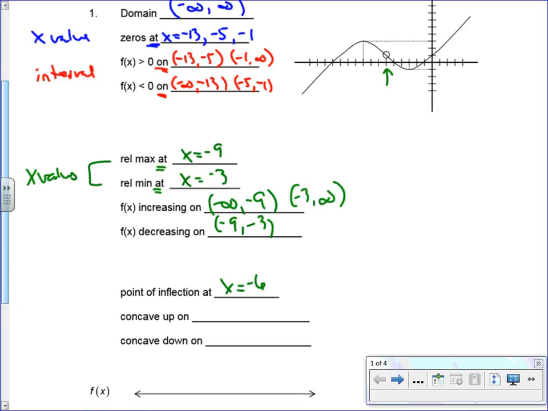negative 6. And points of inflection tell us where concavity changes. So before the point of inflection, is it concave up or concave down? It's concave down, so negative infinity to negative 6. And after the point of inflection, it's concave up, negative 6 to infinity. Everybody good with this? Yes.